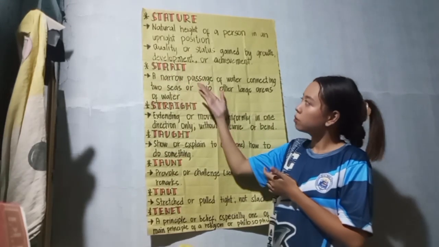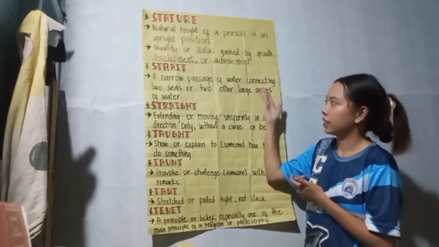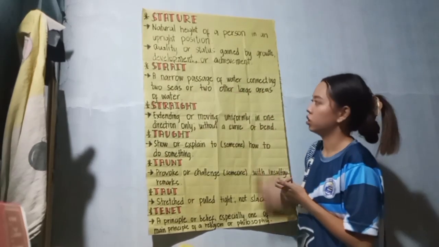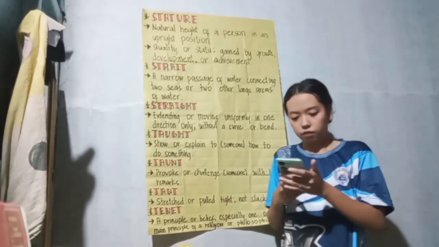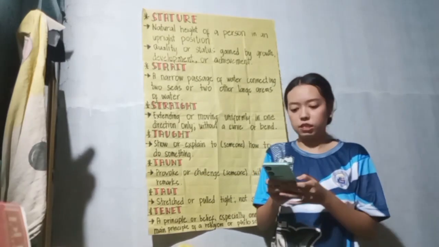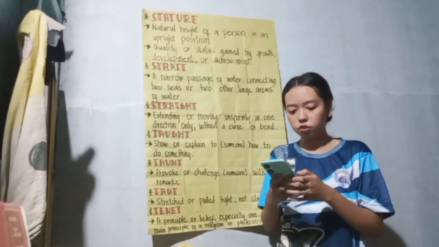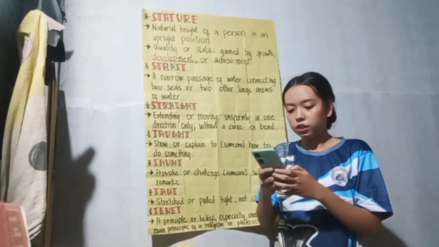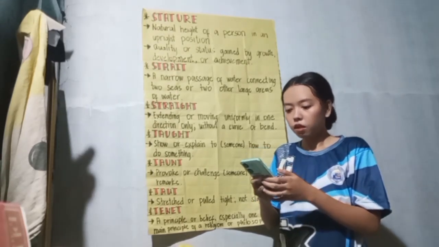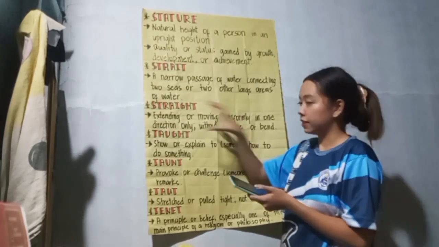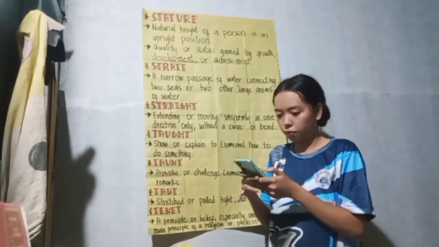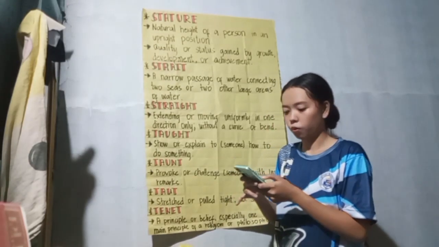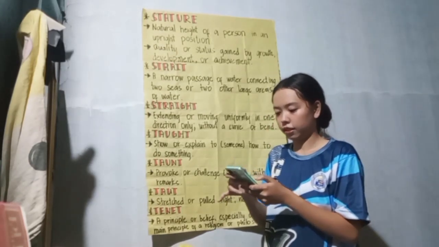A narrow passage of water connecting two seas or two other large areas. When you say strait, I have an example here. What is strait? So, guys, the example here is the sea. I will show you what is the strait.